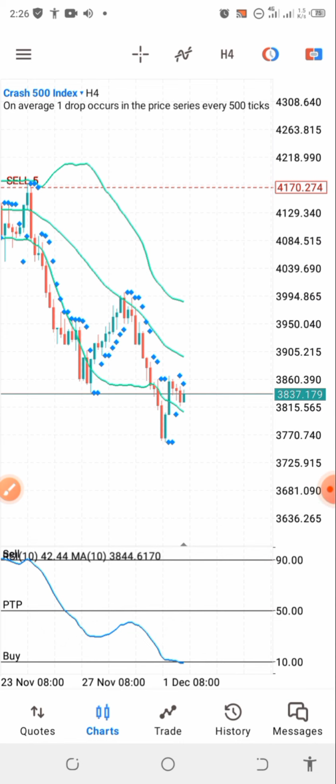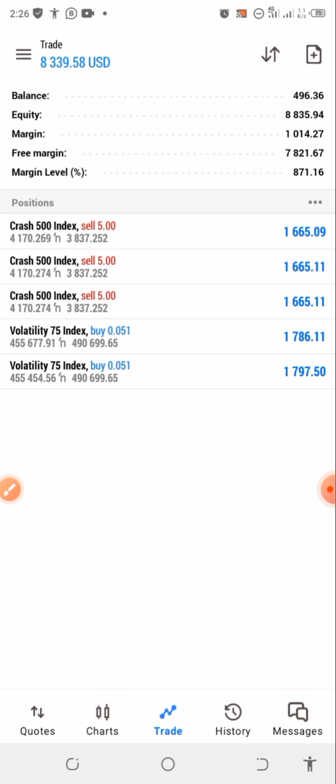So today we'll be discussing this Boom and Crash strategy. It's one of the strategies that I use to trade Boom and Crash, and the most useful part is that it can also be used to trade the Volatility Index, which you can see right there. I have a running trade on both the VIX 75 and the Crash 500, and with approximately a $500 account, you can see it's already made $8,000-plus profit.